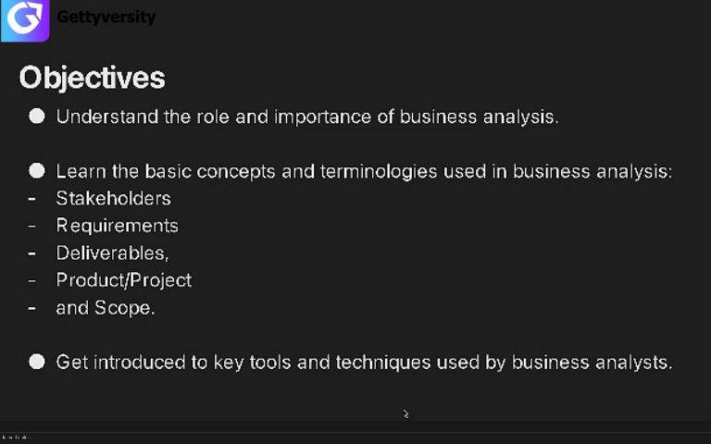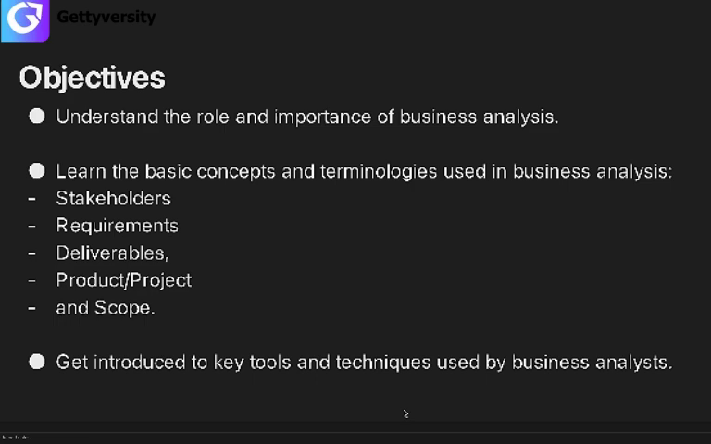So, we should quickly talk about the basic concepts and terminologies used in business analysis. It is very important. You really need to understand these concepts and terminologies because they are widely used across the business analysis field. The first one is stakeholders. Stakeholders are individuals, groups, or organizations that have an interest in, or can affect, a project outcome, right?